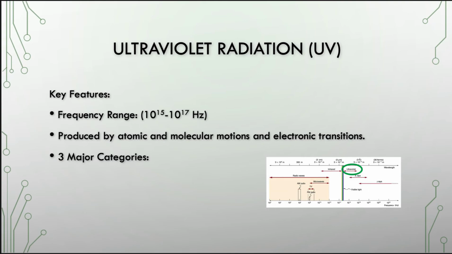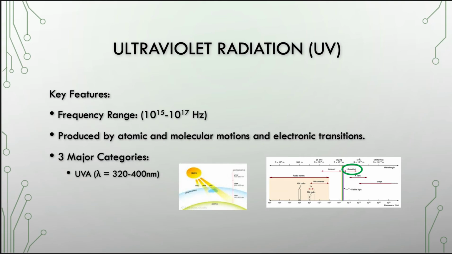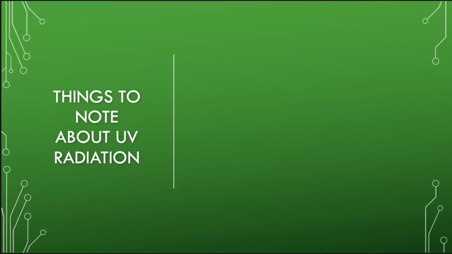There are three major categories of UV radiation. First, UVA. 99% of all UV light from the sun that makes it into Earth's atmosphere is UVA. Second, UVB. Only a small portion of UVB gets through the Earth's atmosphere. Third is UVC. Most UVB and all UVC is absorbed by the ozone molecules in Earth's upper atmosphere.